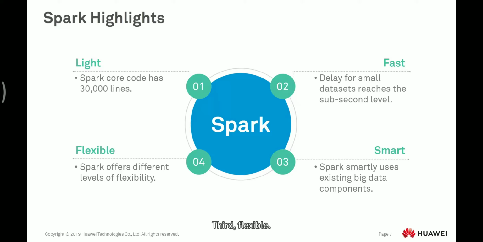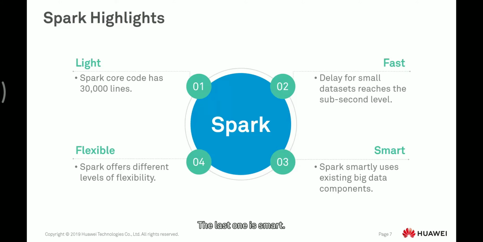Third, flexible. Spark provides flexibility at different levels. For example, Spark supports new data operators, new data sources, and new language bindings. And Spark supports a variety of functions, such as in-memory computing, multi-iteration batch processing, ad hoc query, streaming, and graph computing.